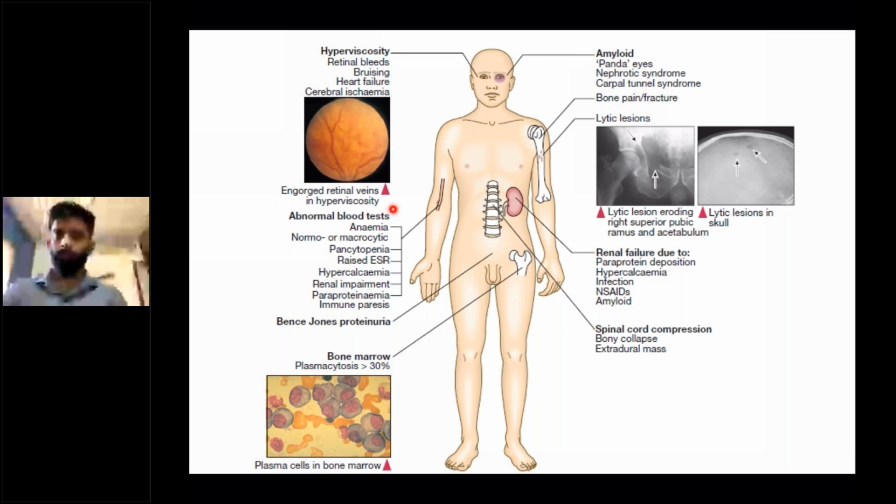Here you have enlarged retinal veins and hyperviscosity. They can be seen here, these enlarged retinal veins. Abnormal blood tests like anemia, normocytic or macrocytic, and pancytopenia will be seen.